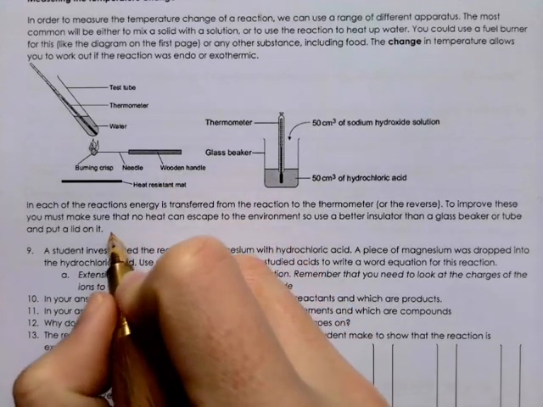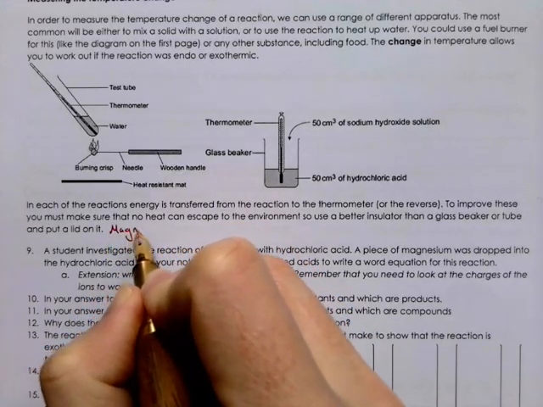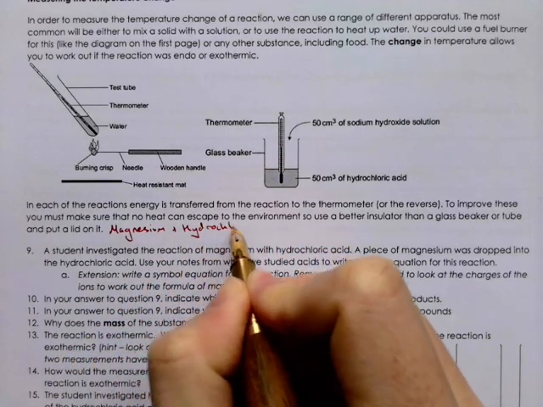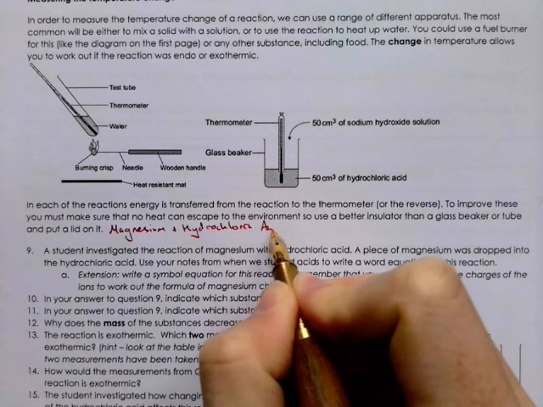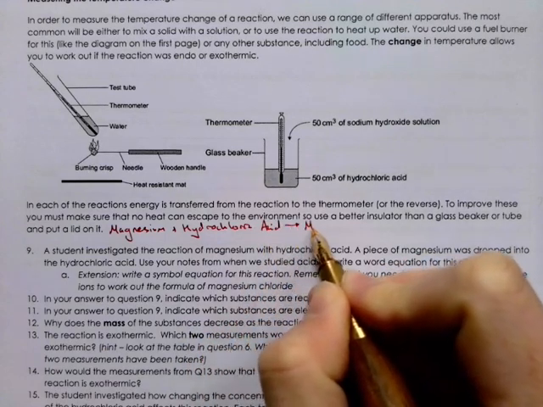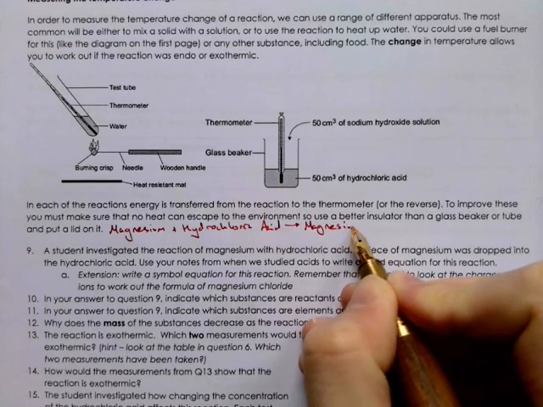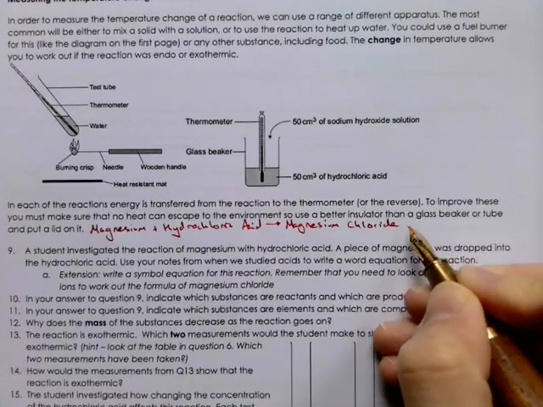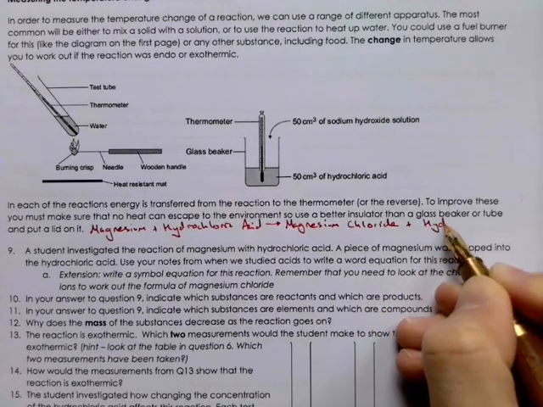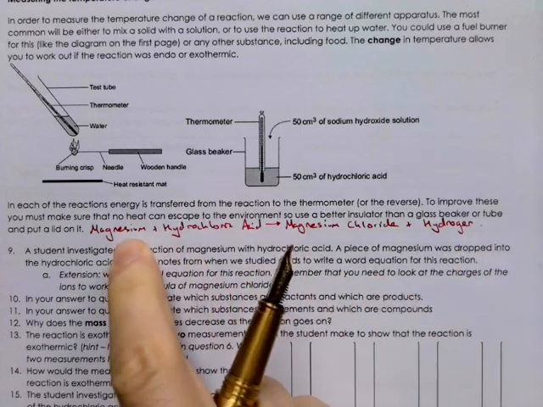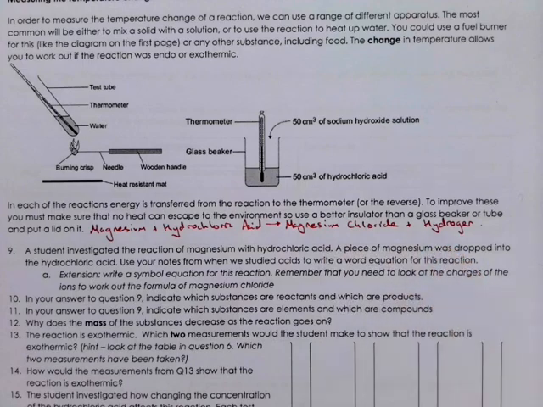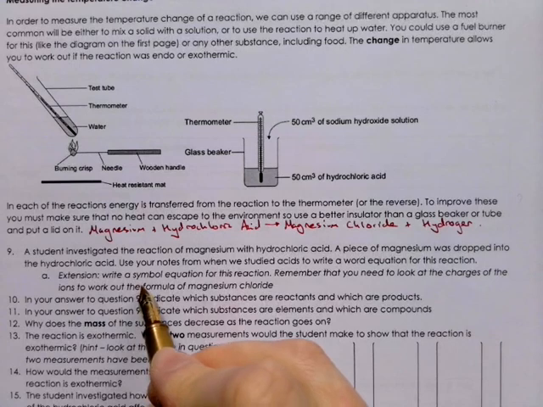So you should have, put it up here, magnesium plus hydrochloric acid makes magnesium chloride. Okay. And then the thing that a few of you forgot was to add hydrogen as well. So remember, metal plus acid gives you salt plus hydrogen. Write a symbol equation for this reaction.